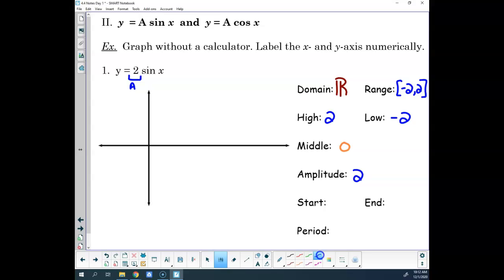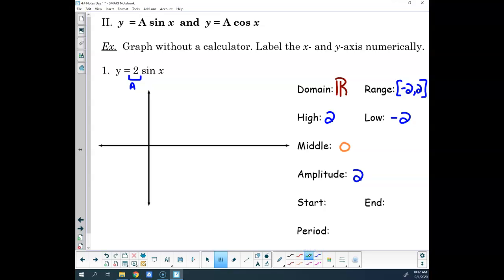Now, later on, when we have vertical shifts with D, that D value is going to change your middle, which is where you start. Then add your amplitude to it to get your high point, subtract your amplitude from it to get your low point, and that affects your range. Yes?